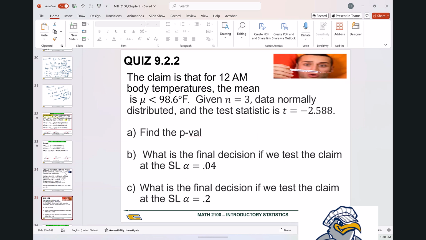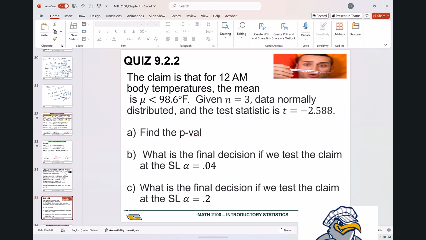So let us look at this quiz here. The claim is that at 12 a.m. body temperature, the mean mu is less than 98.6 F. With n equal 3, you basically have data from 3 people. The data is normally distributed and the test statistic is negative 2.855. Find the p-value. So that's the question.